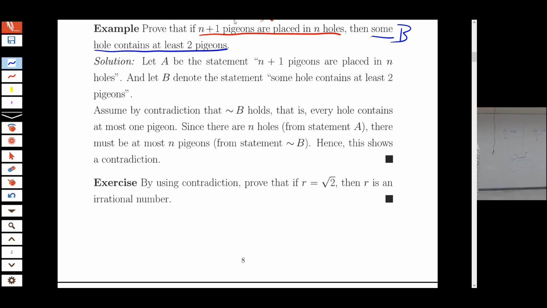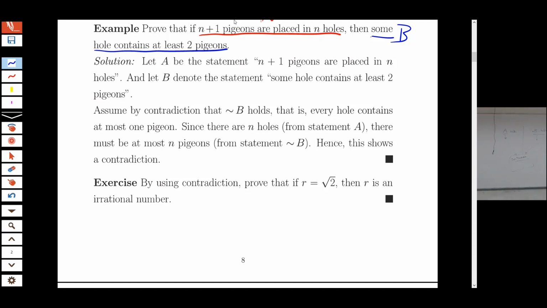So what is an irrational number? A rational number is a quotient of two integers. If you cannot write a number as a quotient of two integers, then it is not rational, therefore it is an irrational number. A rational number is m over n, where m and n are positive integers. If we cannot express a number in this form, then it is irrational. So to prove this, we say if r is equal to the square root of 2, then r is an irrational number.